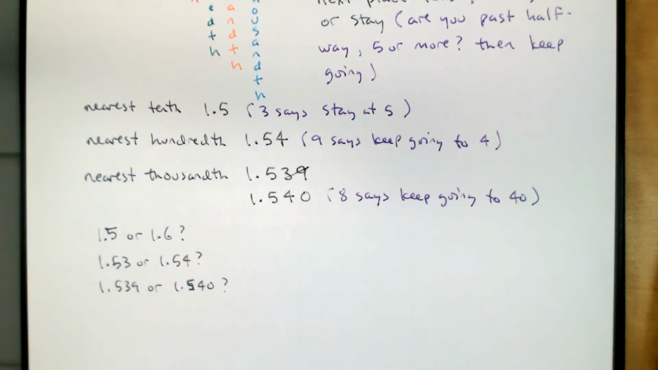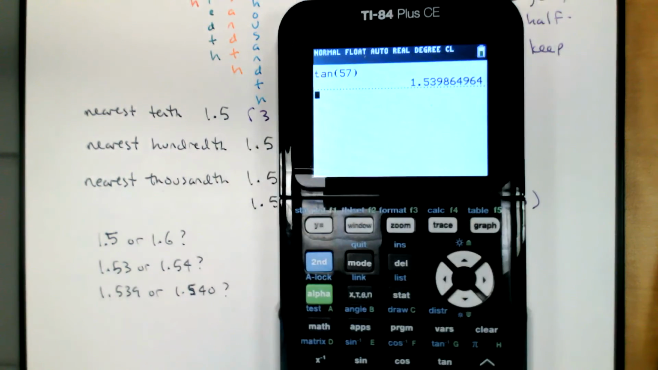Always only round the final answer. Over time, you'll build a sense of how many digits you need to carry on. One thing that's handy is that if I needed to use this number again, let's say I needed to multiply by 7 or something like that.